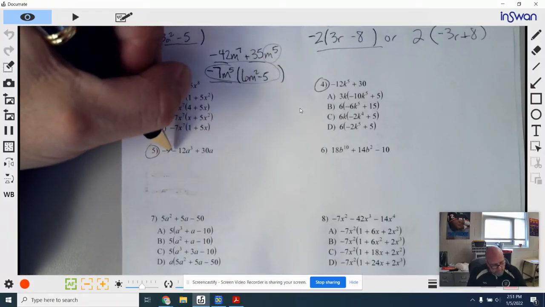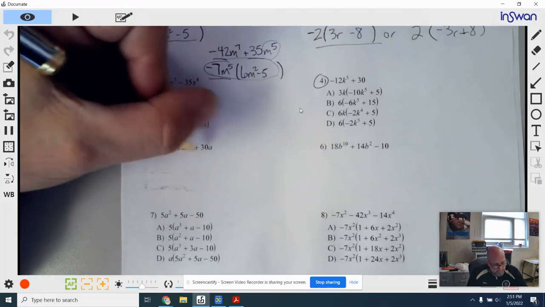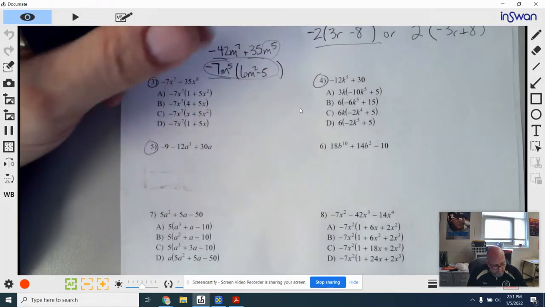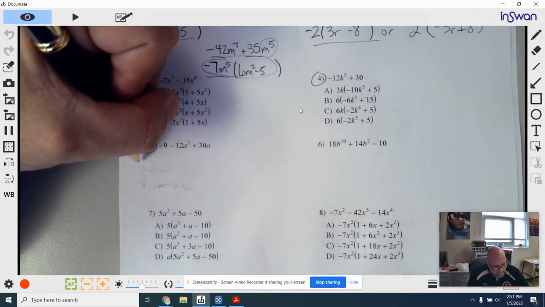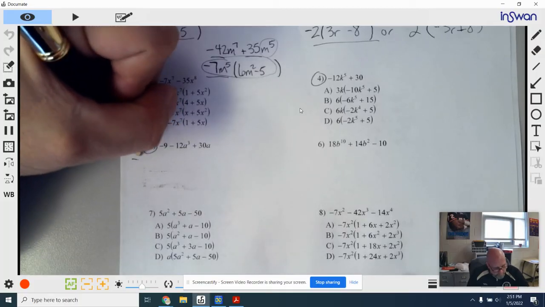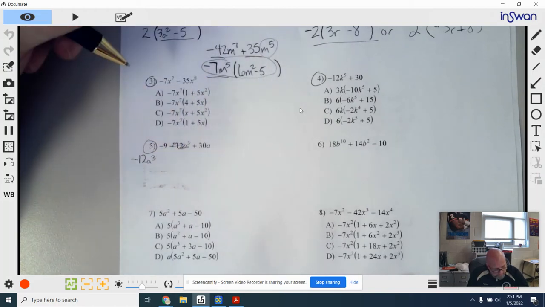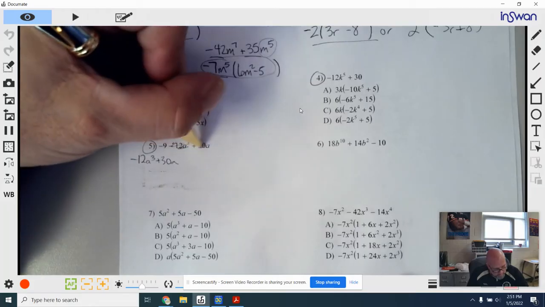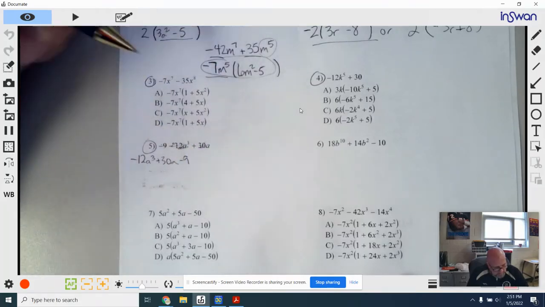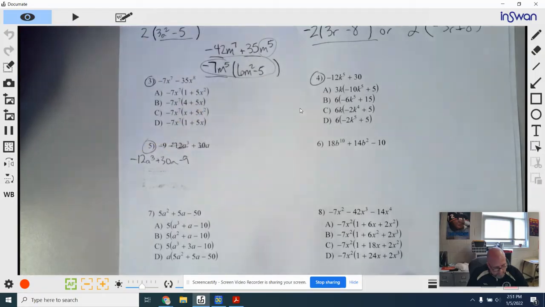Okay, we see number 5. Number 5 is not written in proper order. So anytime it's not written in proper order for us to factor, we do really want to switch these around and put it in proper order. So I'm going to put negative 12a to the 3rd in front. So I use that piece. Plus 30a. And then I have this minus 9. So again, you want to put proper order with your exponents first in descending order.